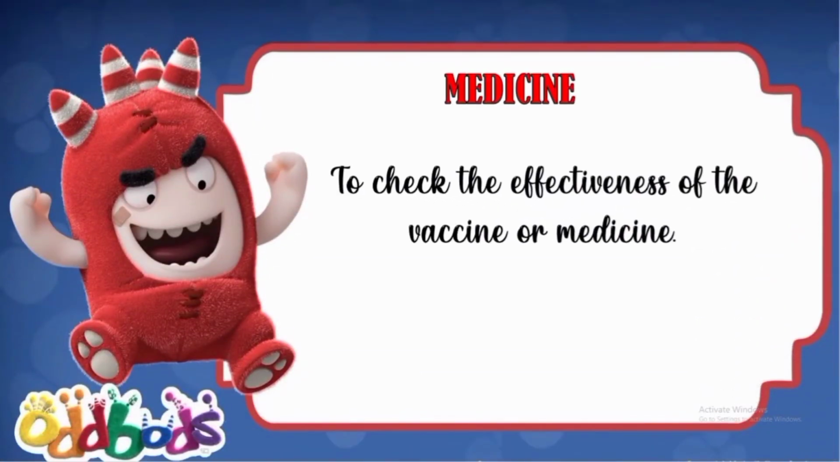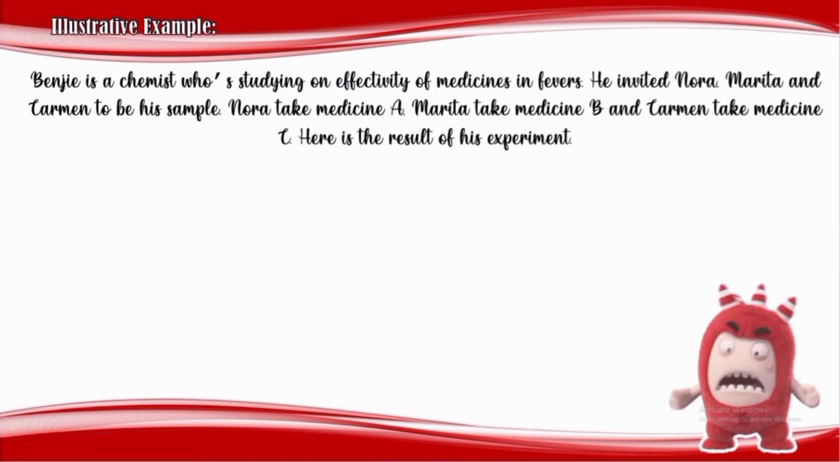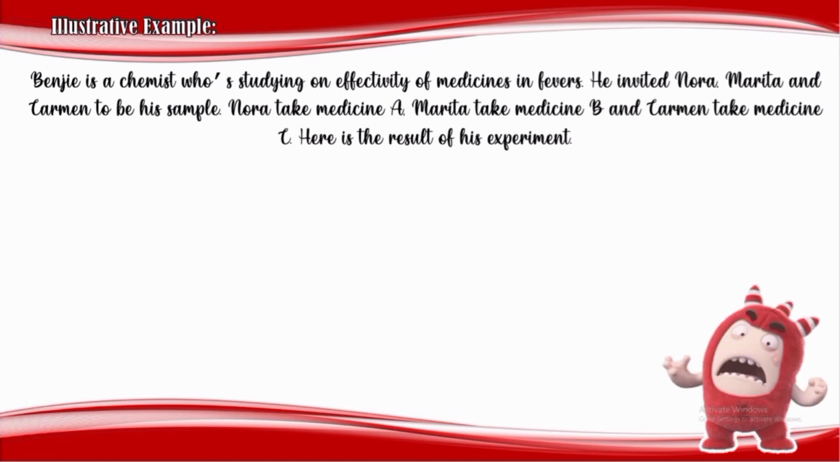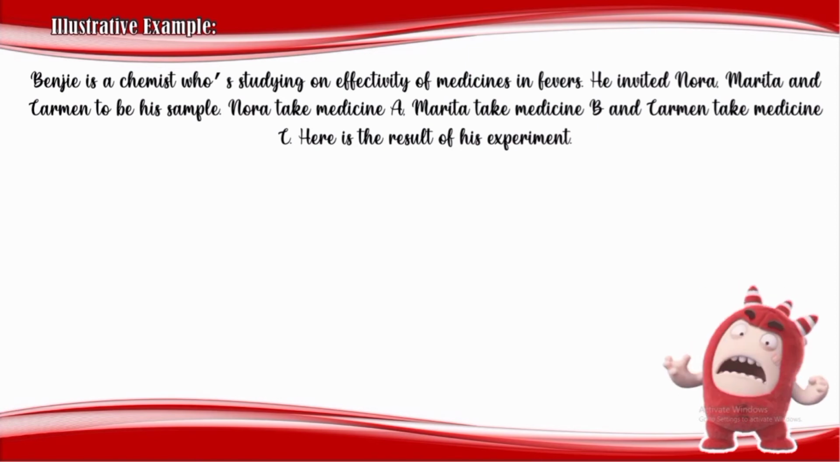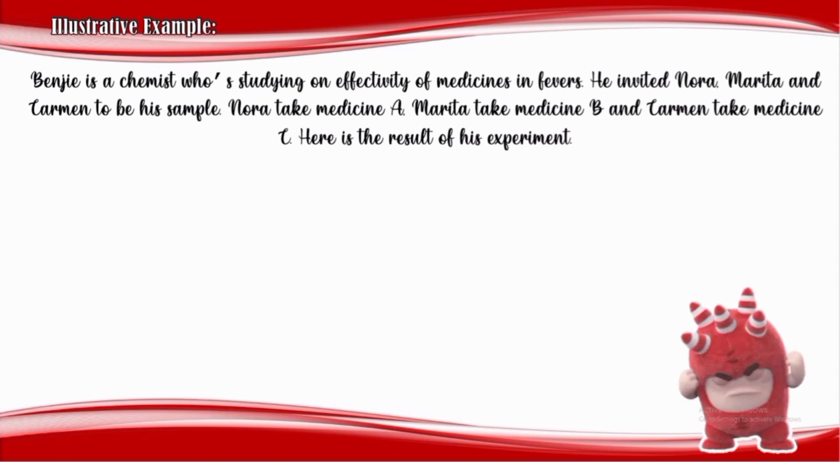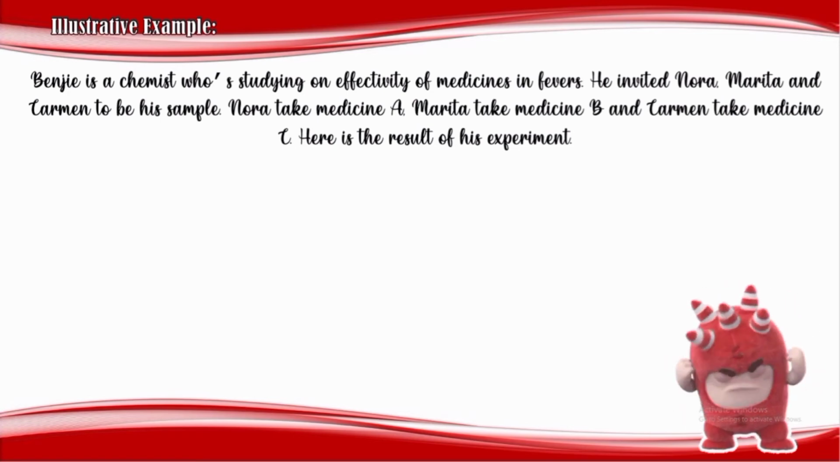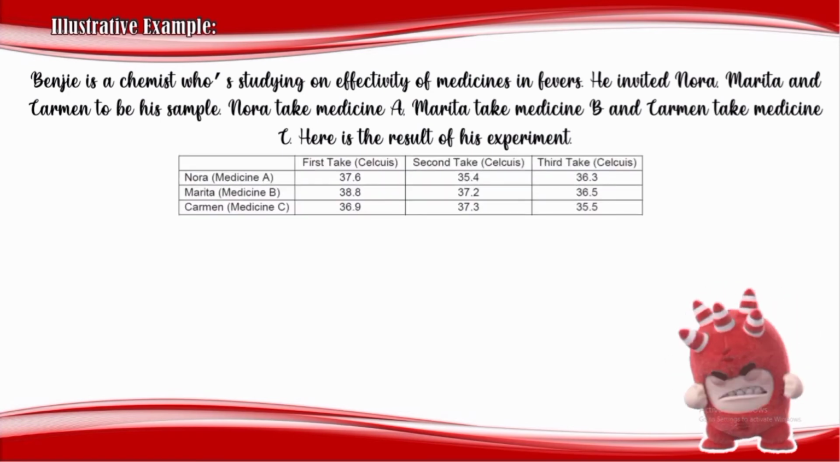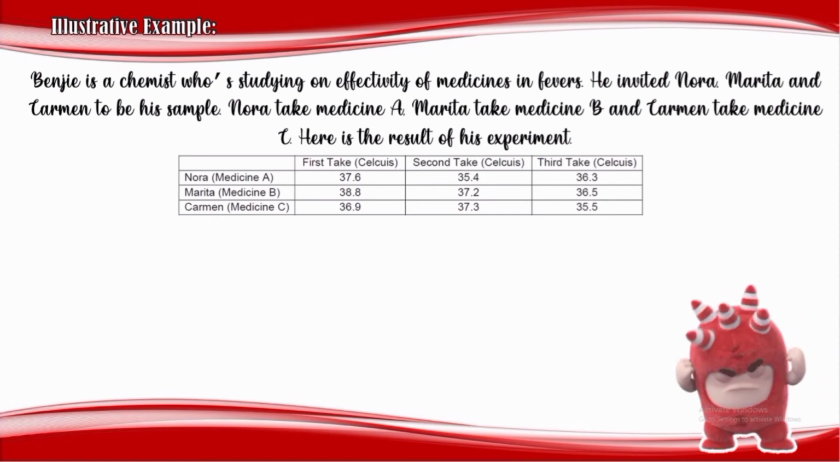Medicine. To check the effectiveness of the vaccine or medicine. Now let's have an illustrative example. Benji is a chemist who's studying the effectivity of medicines in fevers. He invited Nora, Marita, and Carmen to be his samples. Nora takes medicine A, Marita takes medicine B, and Carmen takes medicine C. Here is the result of his experiment. Now here are the following questions.